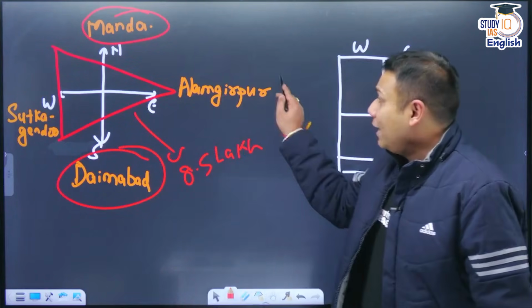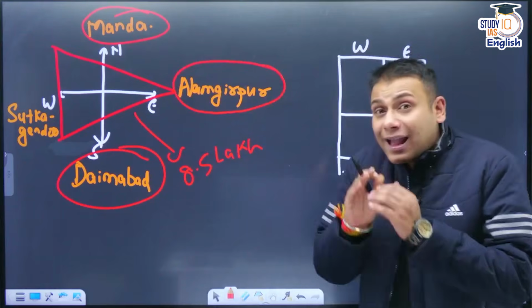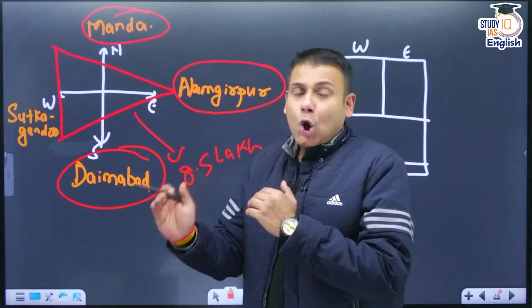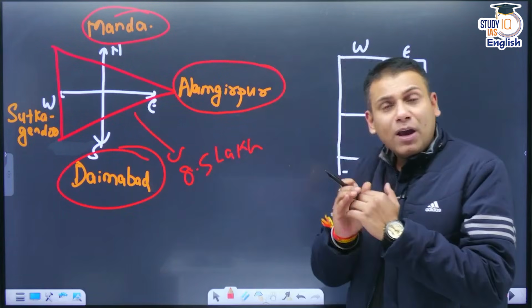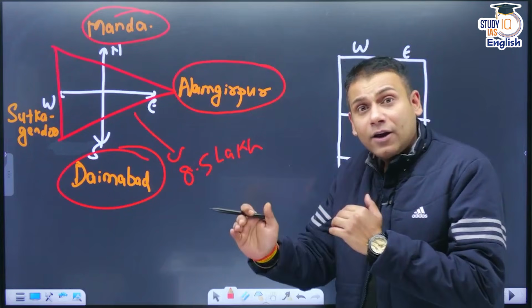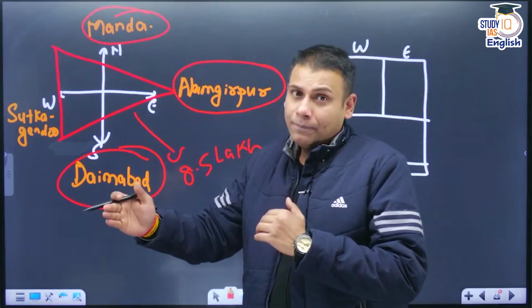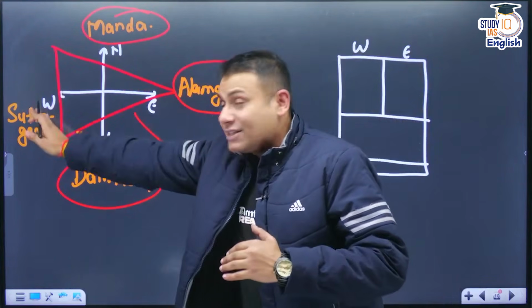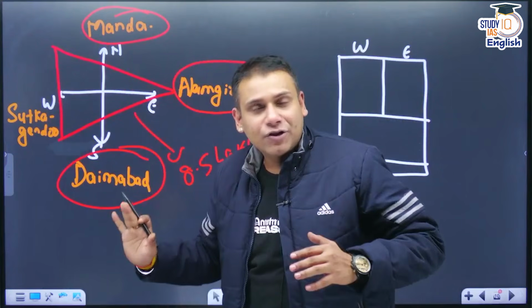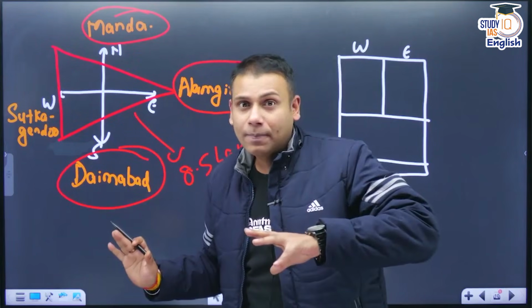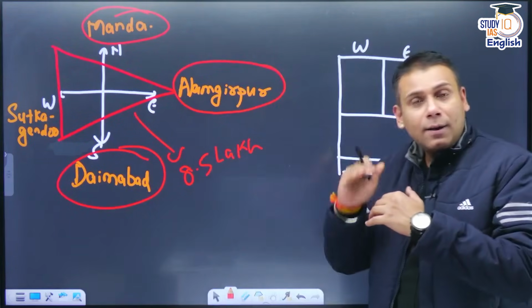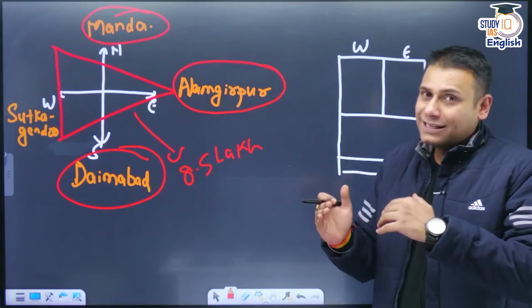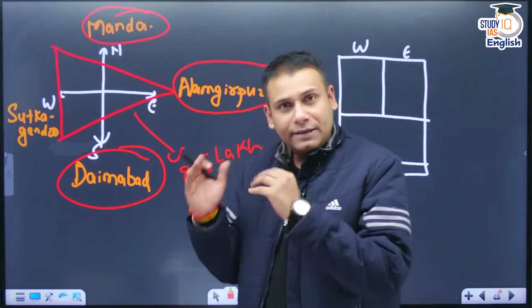The easternmost site of Indus Valley Civilization is Alamgirpur, which is located in western UP on the banks of river Hindon, tributary of river Yamuna. And the westernmost site is Sutka Gendor, located on the Pakistan-Iran border. So this is majorly about the extent of IVC.